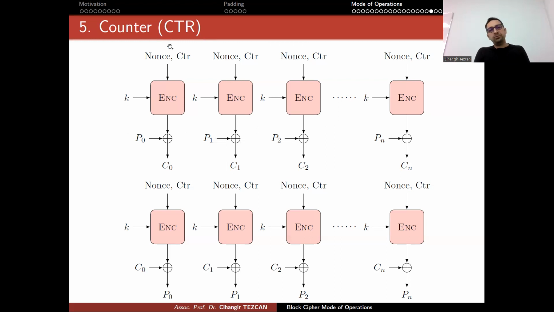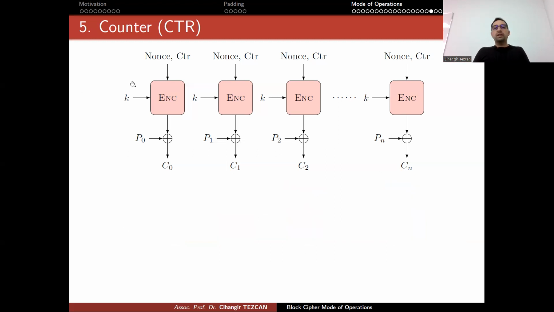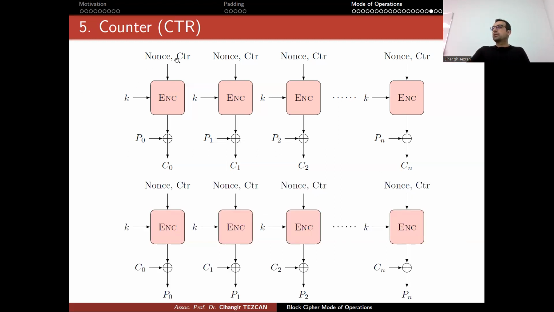Of course, if you are going to use it instead of file encryption, for instance during voice communication and so on, you have to initially tell what will be the nonce or the counter during this communication.